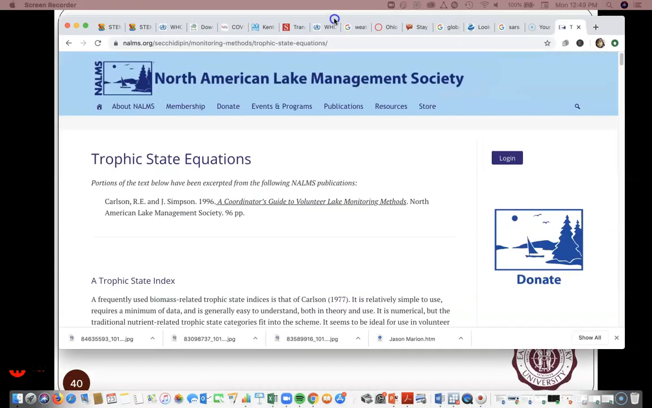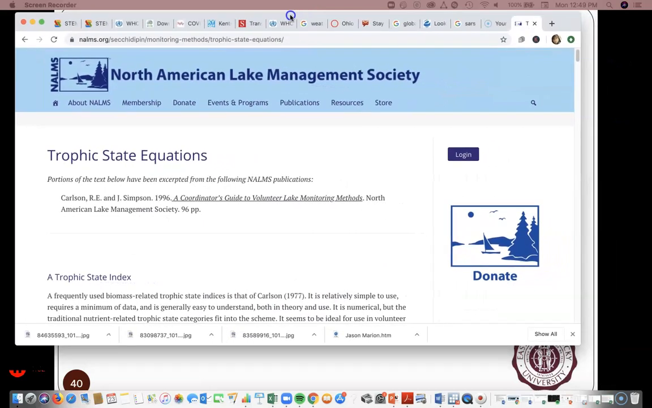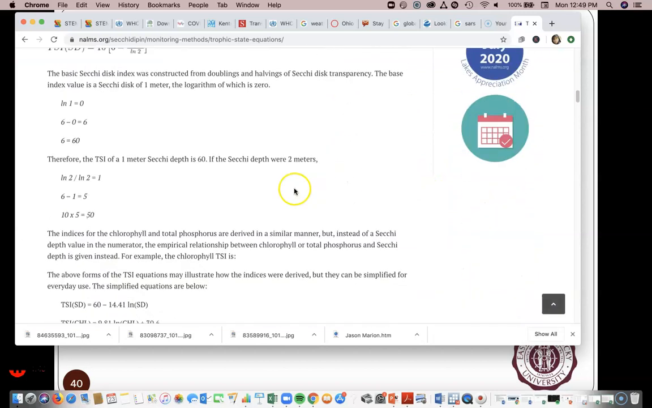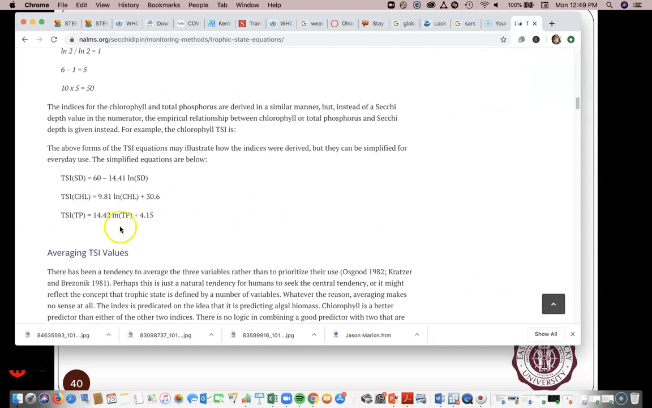All right, so I've pulled up this website from the North American Lake Management Society, that also goes by NALMS. And on their website, they provide these formulas. I've provided you the links to this information already in Blackboard before on writing your lab report, so I've definitely provided you some information on that.